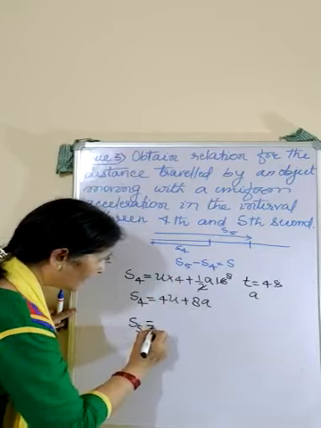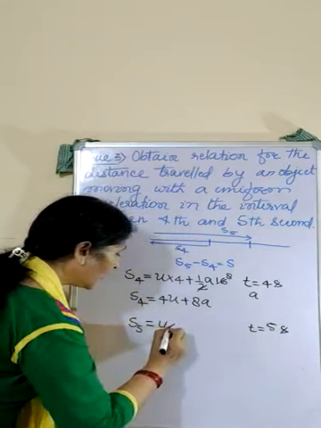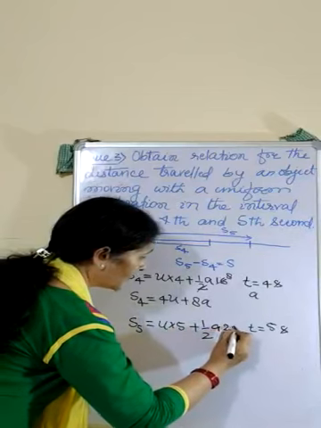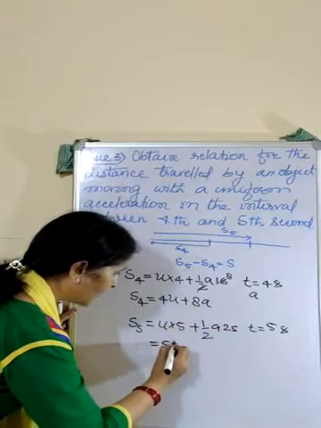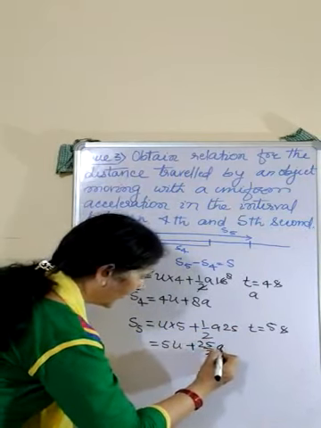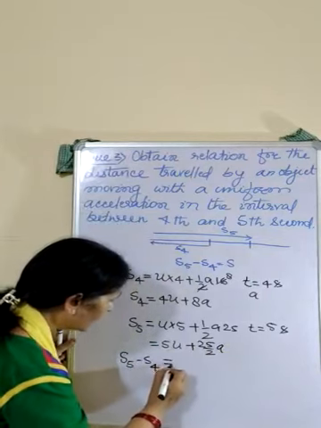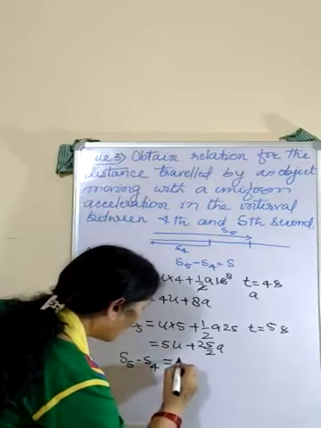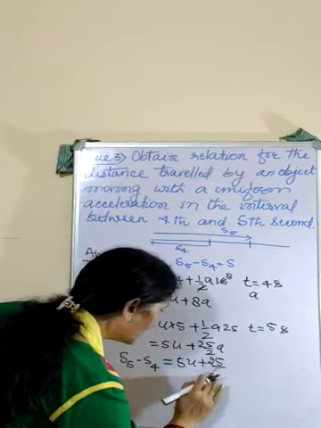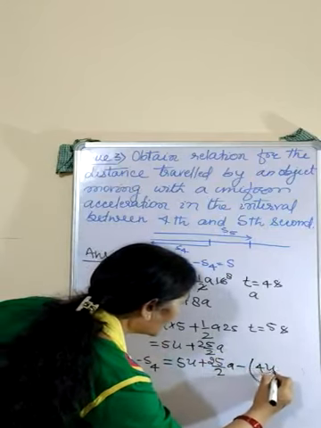Now S5. Here the time will be 5 seconds. u into 5 plus half a into 25, and this is equal to 5u plus 25 by 2 a. Now S5 minus S4 is equal to 5u plus 25 by 2 a minus 4u plus 8a.